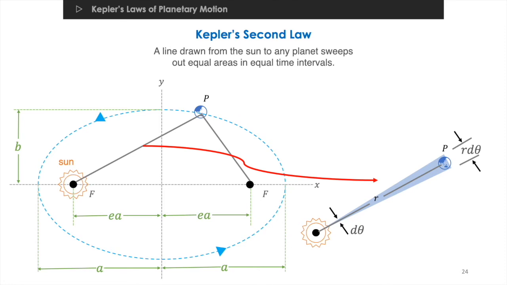Kepler's second law tells us that no matter where the planet is along the elliptical orbit, it will always sweep the same area for a fixed time interval. Now you may skip the following derivation of Kepler's second law from conservation of angular momentum. Again, I just included it in case you are curious.